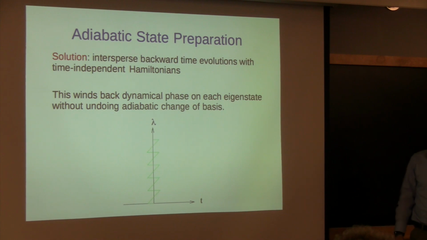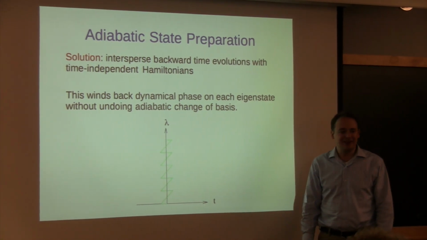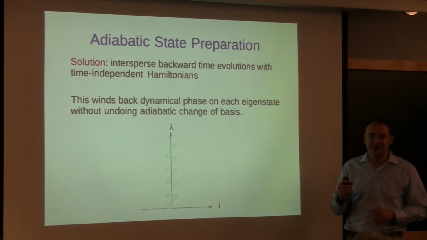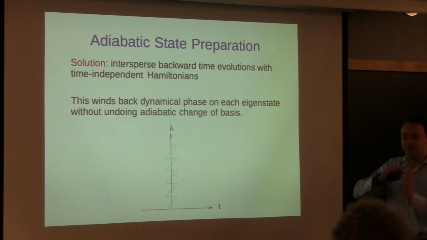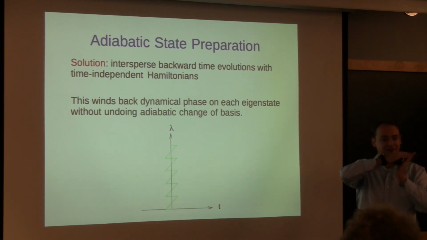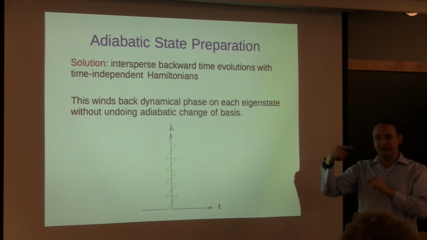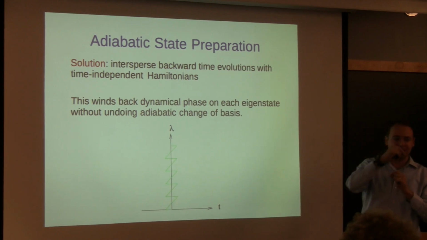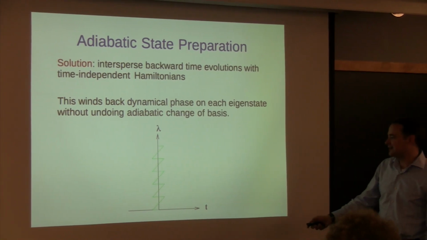But what we came up with was kind of a funny trick, because remember, this is a simulation. It's not real physics, so we can do bizarre things. And one of the bizarre abilities we have, which we took advantage of, was the ability to run time backwards. So what we can do is forwards time evolution as this coupling constant is gradually increasing, which does this adiabatic change of basis. And then we do backwards time evolution with constant value of the coupling, which undoes the dynamical phase without changing the basis. And so we have this kind of zigzag path.